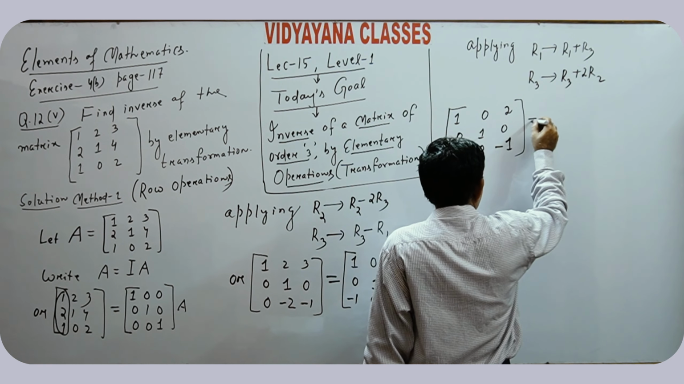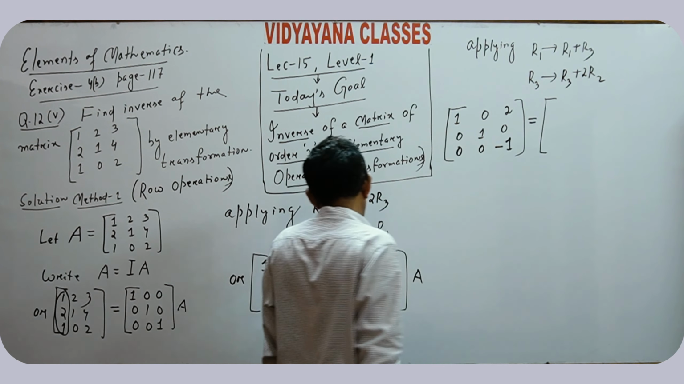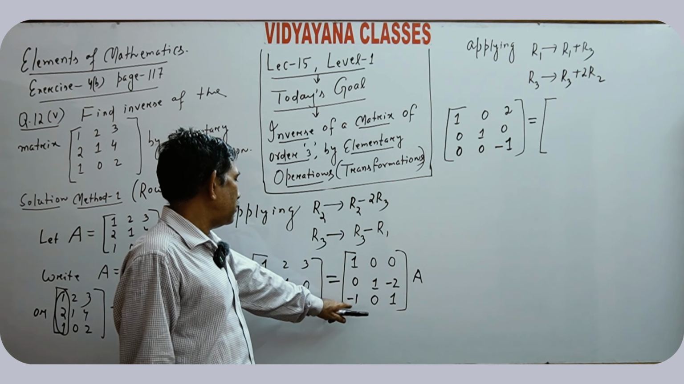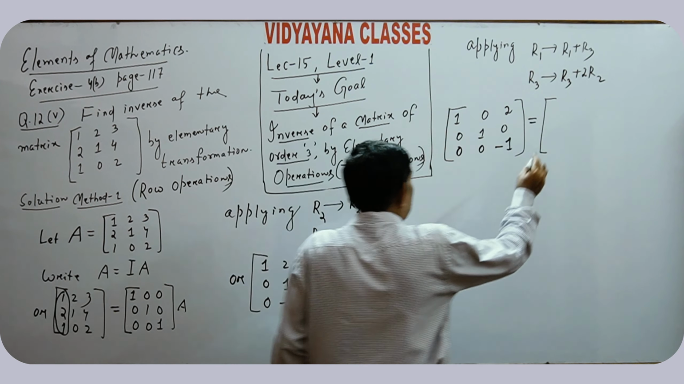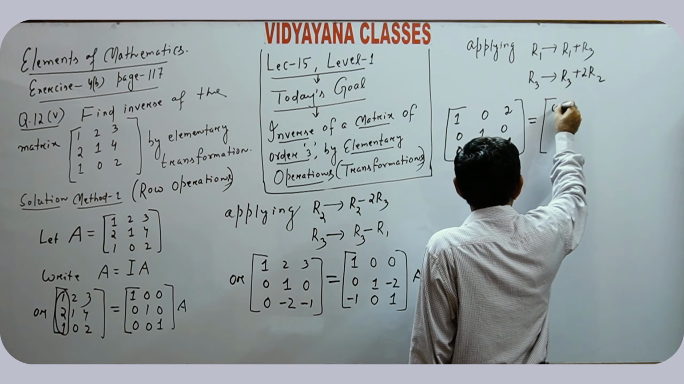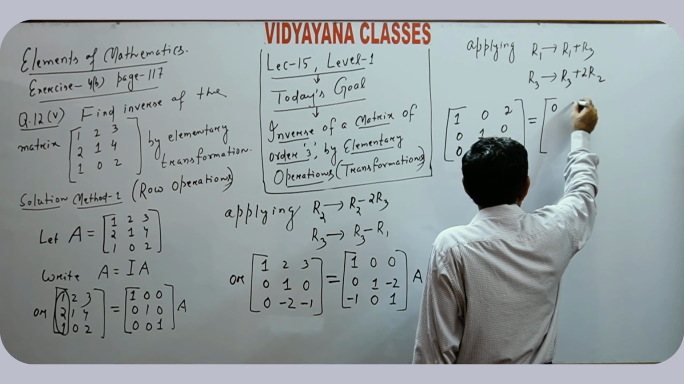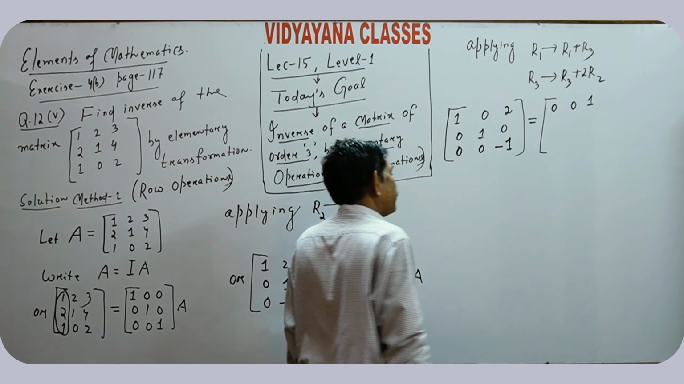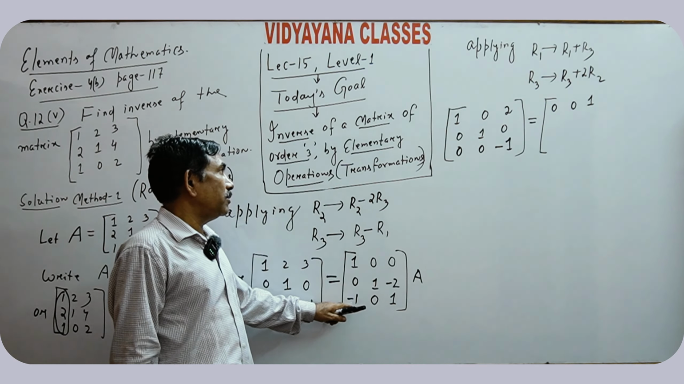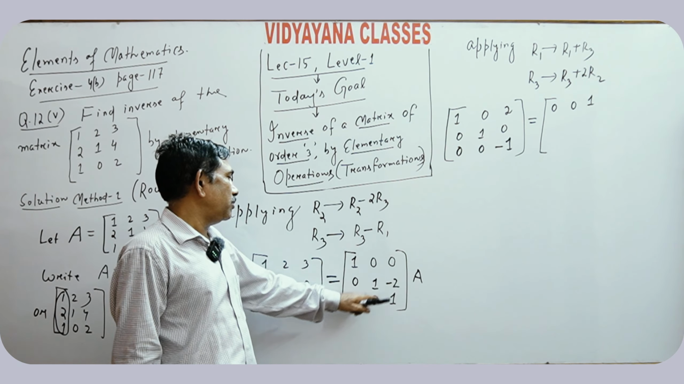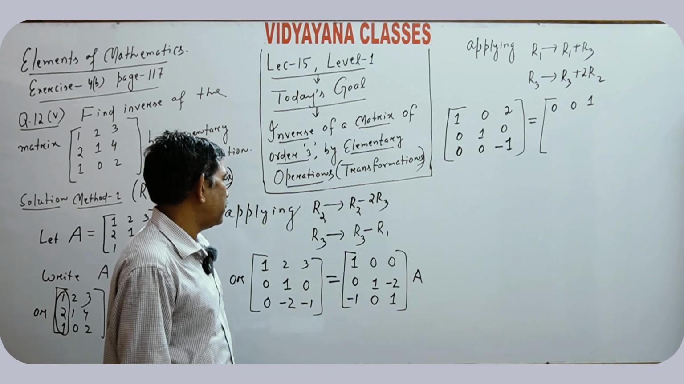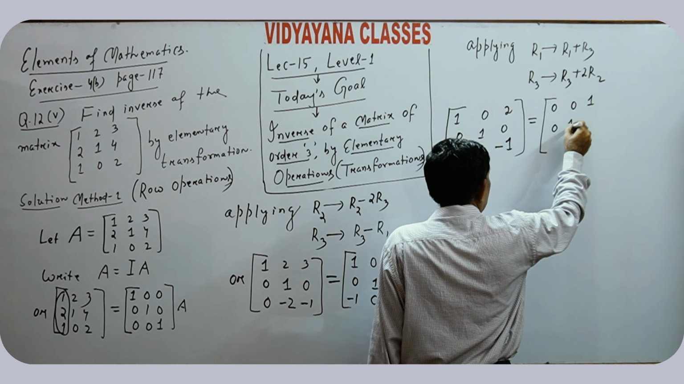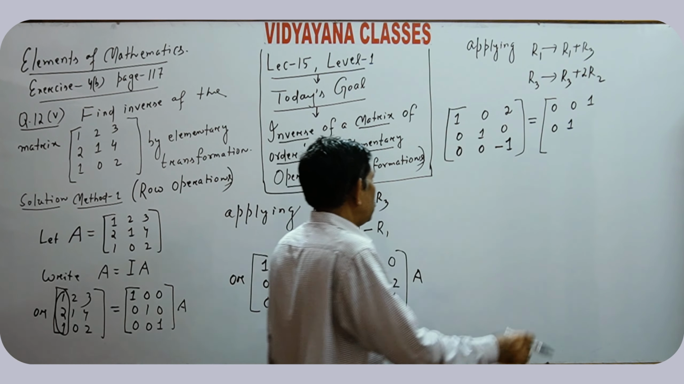The right hand side: R1 is replaced by R1 plus R3. 1 minus 1, that is equal to 0, 0 plus 0, that is equal to 0, 0 plus 1, that is equal to 1. 1 minus 1, that is equal to 0, 0 plus 0, that is 0, 0 plus 1, that is equal to 1. No change of row 2.